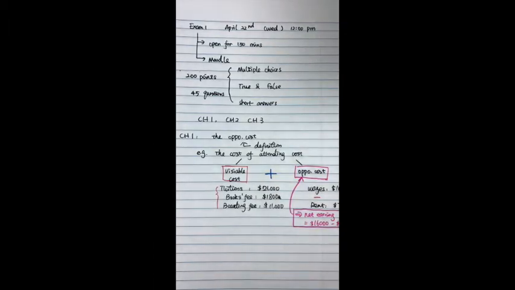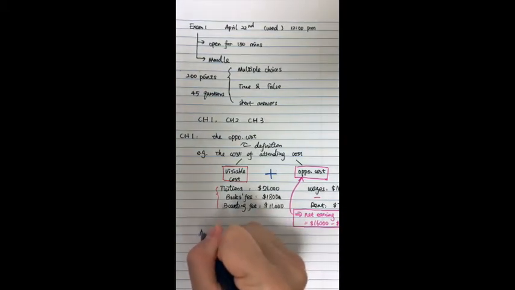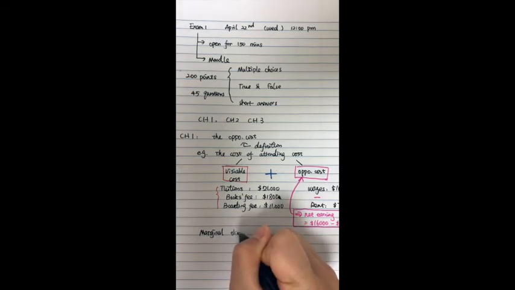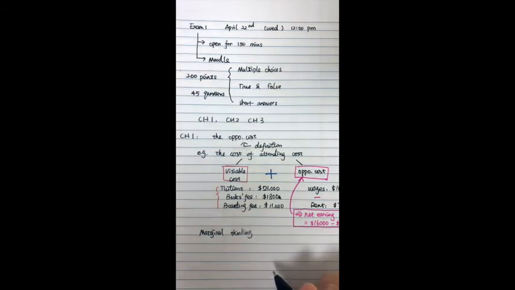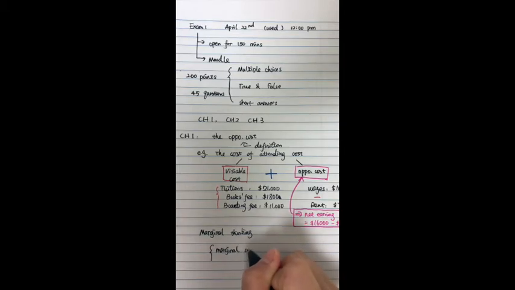In chapter 1, we also talk about how we assume people are rational, right? And rational people think at the margin. This is also an important concept in this chapter. We talk about marginal thinking. Marginal thinking requires you to compare marginal cost and marginal benefit.